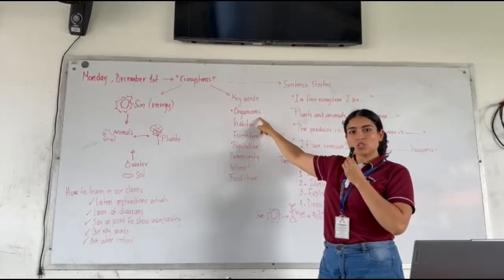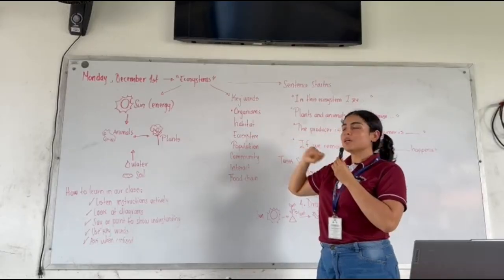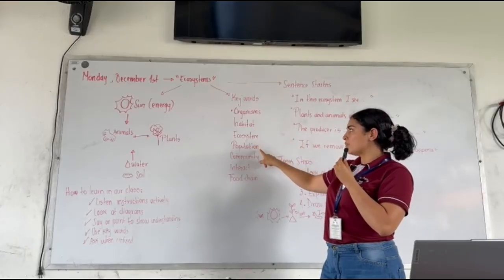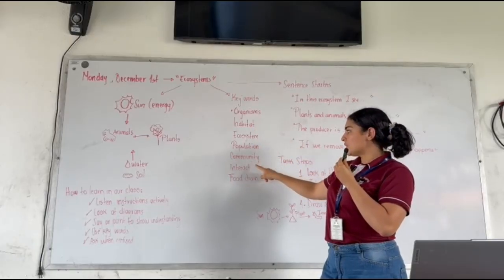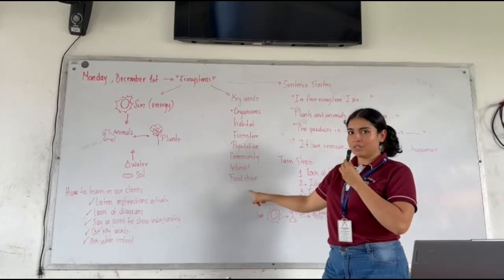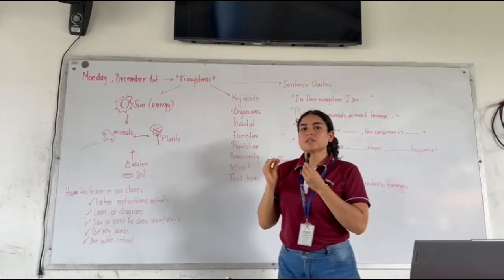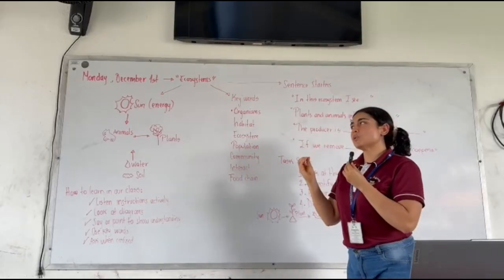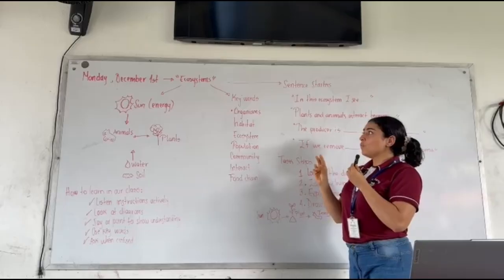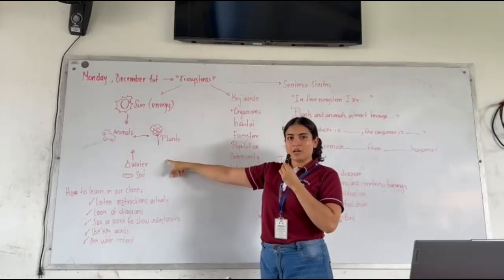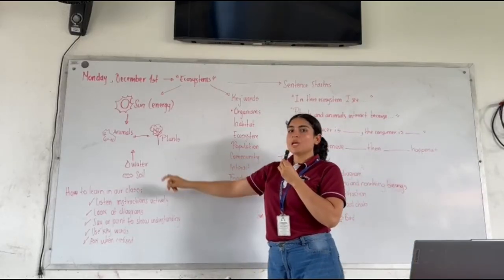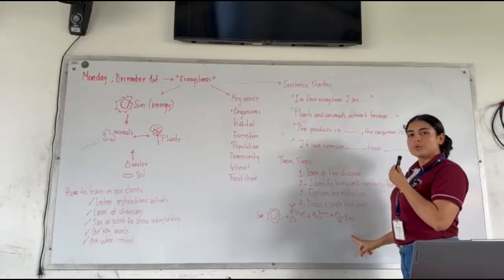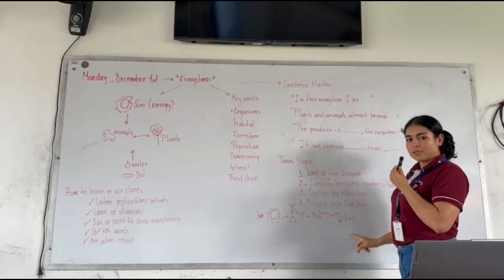Remember the pronunciation and the correct spelling of the words: organisms, habitat, ecosystem, population, community, interact, and food chain. Now, what is this activity about? The activity is about constructing or building an ecosystem model, as I did right over here, and a food chain, as I drew previously here for you.